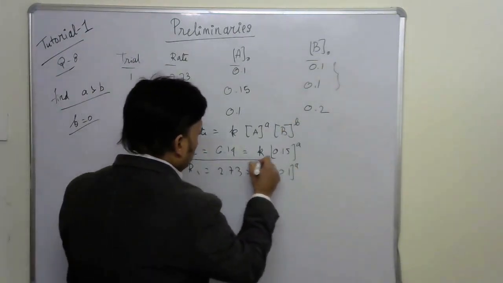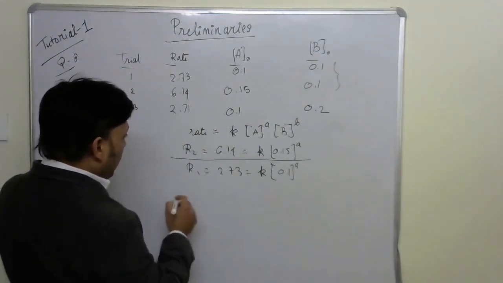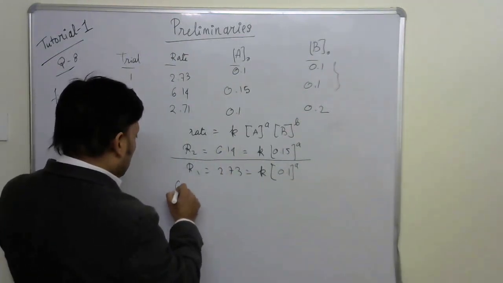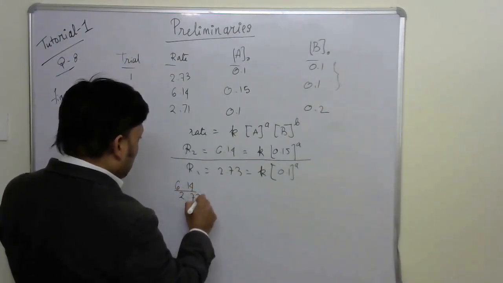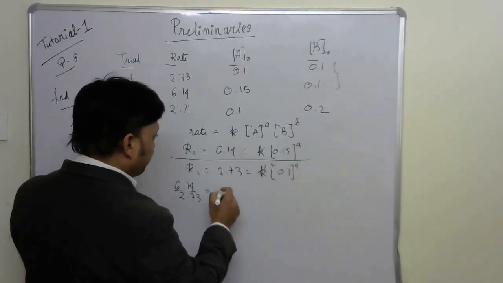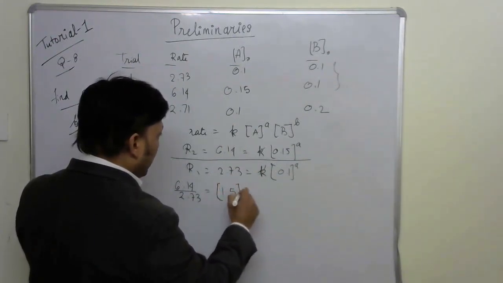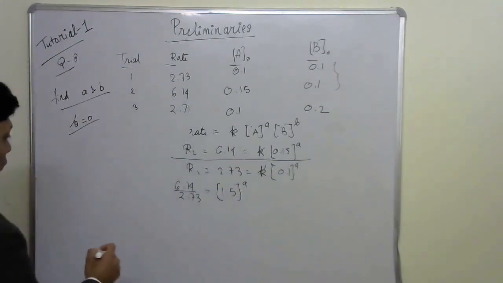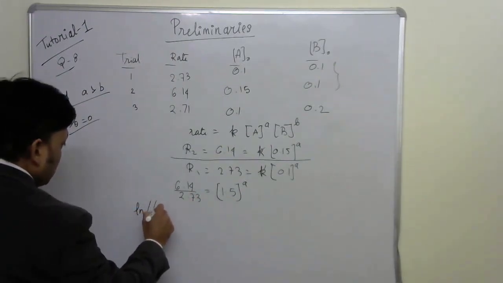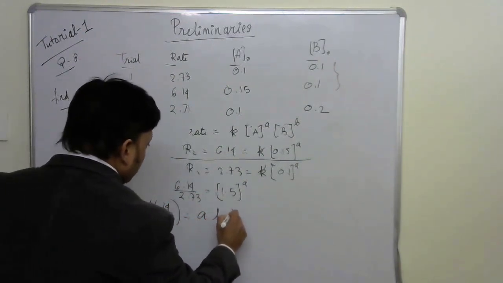Now what we're going to do is take R2 divided by R1. So we have 6.14 divided by 2.73, and K cancels out, and we have 1.5 to the power of a. Alright, so now we are going to find out a. Taking the natural log, ln(6.14/2.73) is equal to a multiplied by ln 1.5.